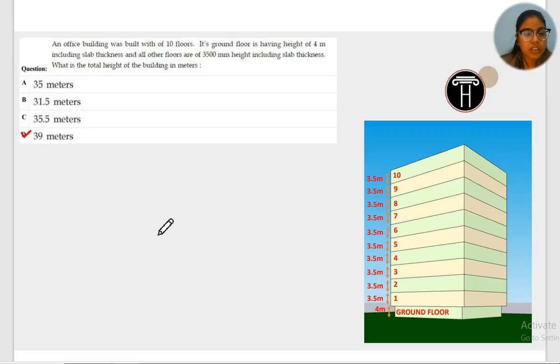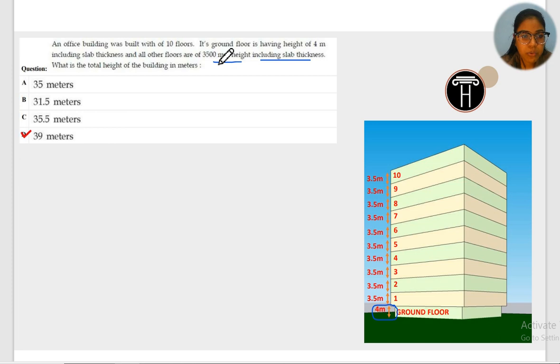The next question is a numerical kind of question. In the question, it is written that an office building was built with 10 floors. Its ground floor has a height of 4 meters, including slab thickness, and all other floors are of 3.5 meters height, including slab thickness. So the height of the ground floor is given as 4 meters, and the rest of the floors have a height of 3.5 meters.